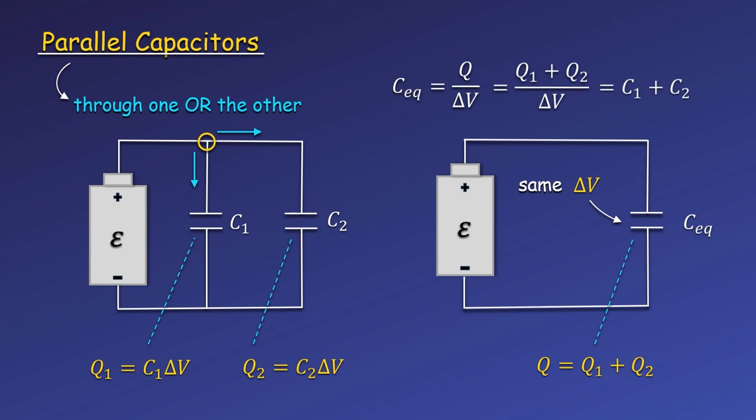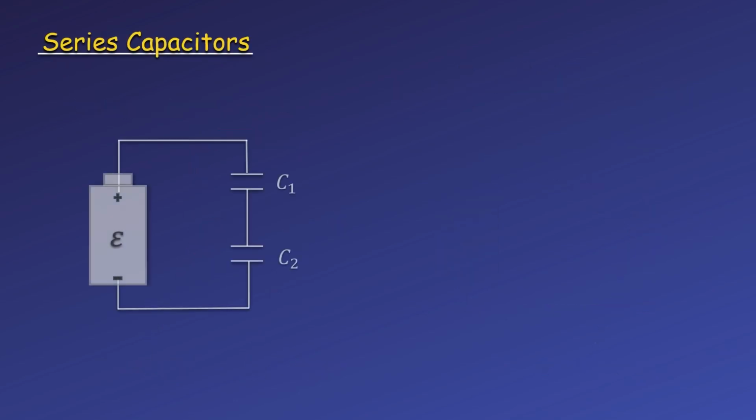Then we can separate each of these terms and see that it is just equal to the capacitance of each individual capacitor. So if we want to find the equivalent capacitance of two capacitors arranged in parallel, we just need to add the individual capacitance values together. Since we're adding, the capacitance will always be larger by adding capacitors in parallel. Now let's look at capacitors arranged in series.